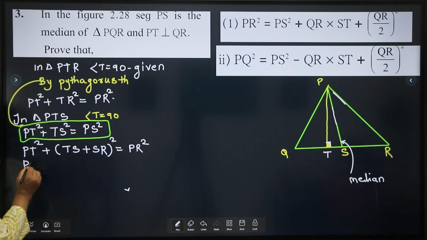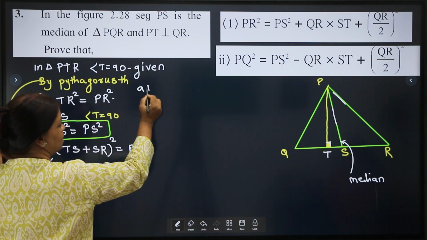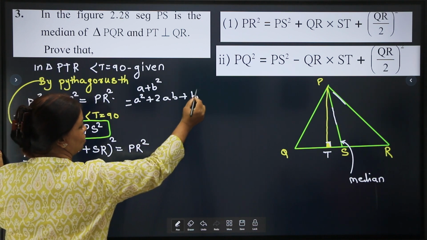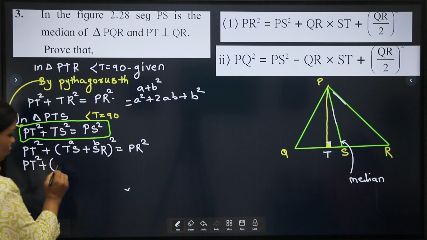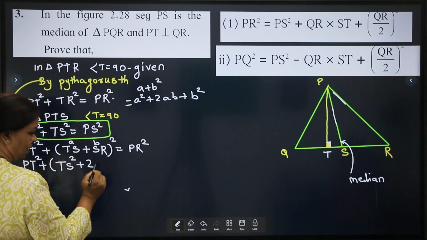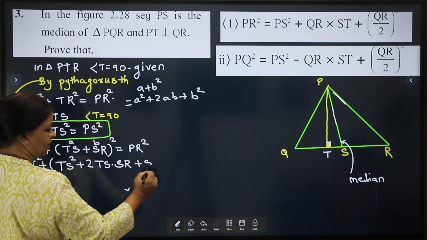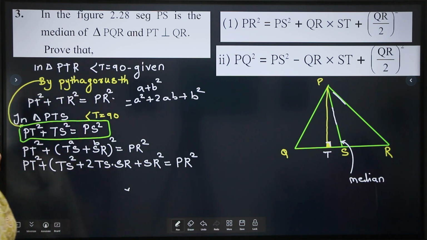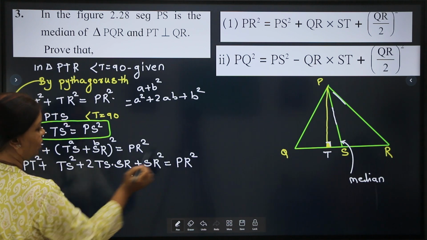Now, PT square plus A plus B the whole square. Children, we know A plus B the whole square is A square plus 2AB plus B square. Now, which is A here? This is A and this is B. So, A square means TS square, plus 2 into A means again TS, B means SR, plus SR square, which is equal to PR square. Clear? We got PT square plus TS square plus 2 TS SR plus SR square is equal to PR square.